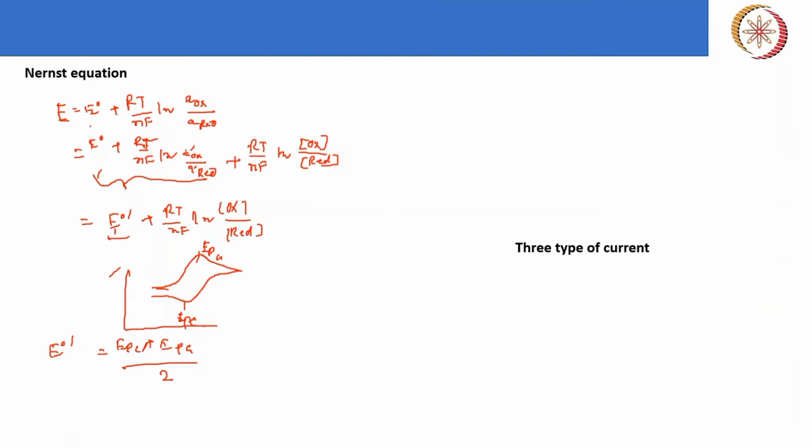We also discussed the current value when we discussed the potentiometric titration. Basically there are three different types of current we have discussed. One is diffusion current, one is migration current, and one is convection current.